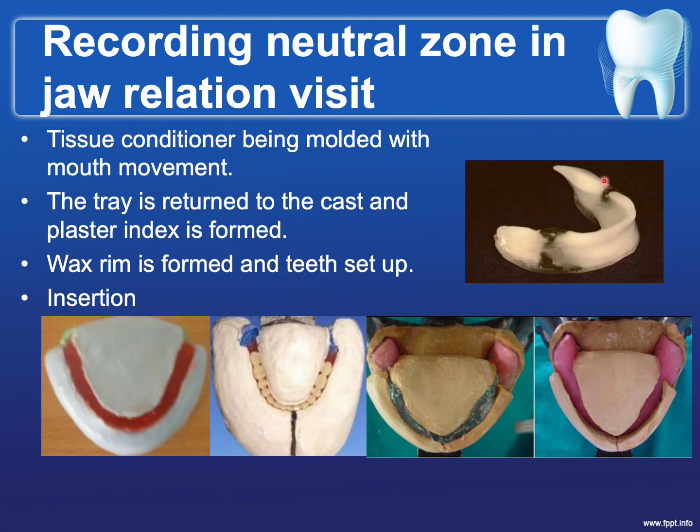This is the lower special tray, and this is the green pillar. The tray is returned to the cast, and the plaster index is performed. This is the plaster index or matrices. This is for the maxilla, and this is for the mandible, and the teeth. Wax removal formed for setup, for teeth setup, and then insertion inside patient mouth for the trying.